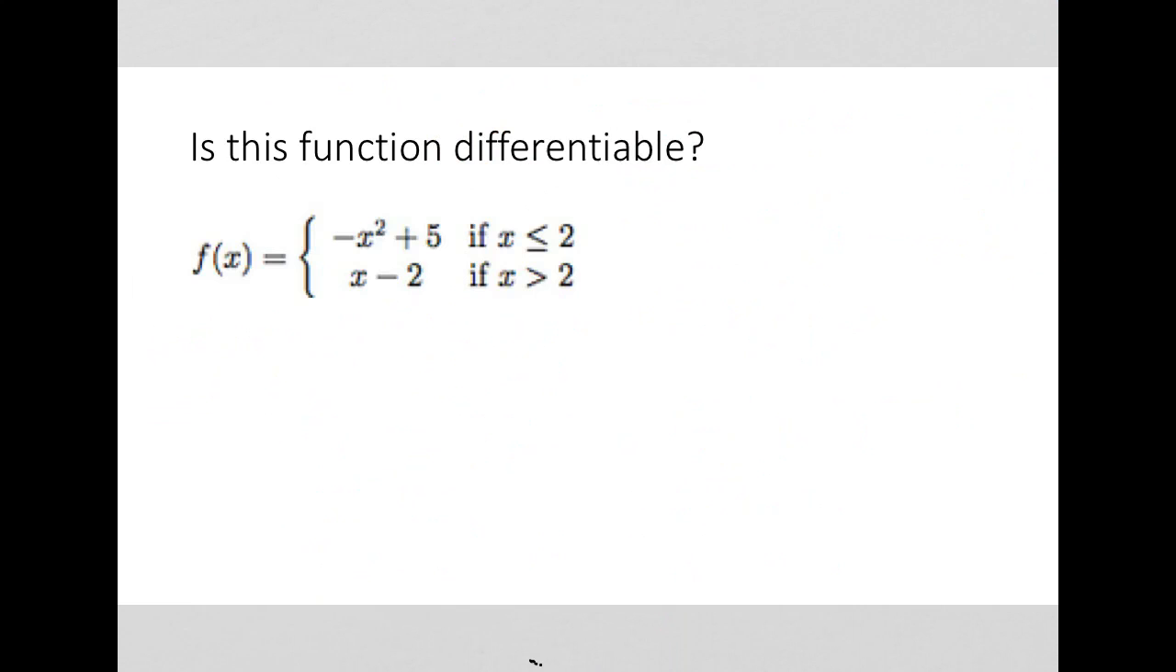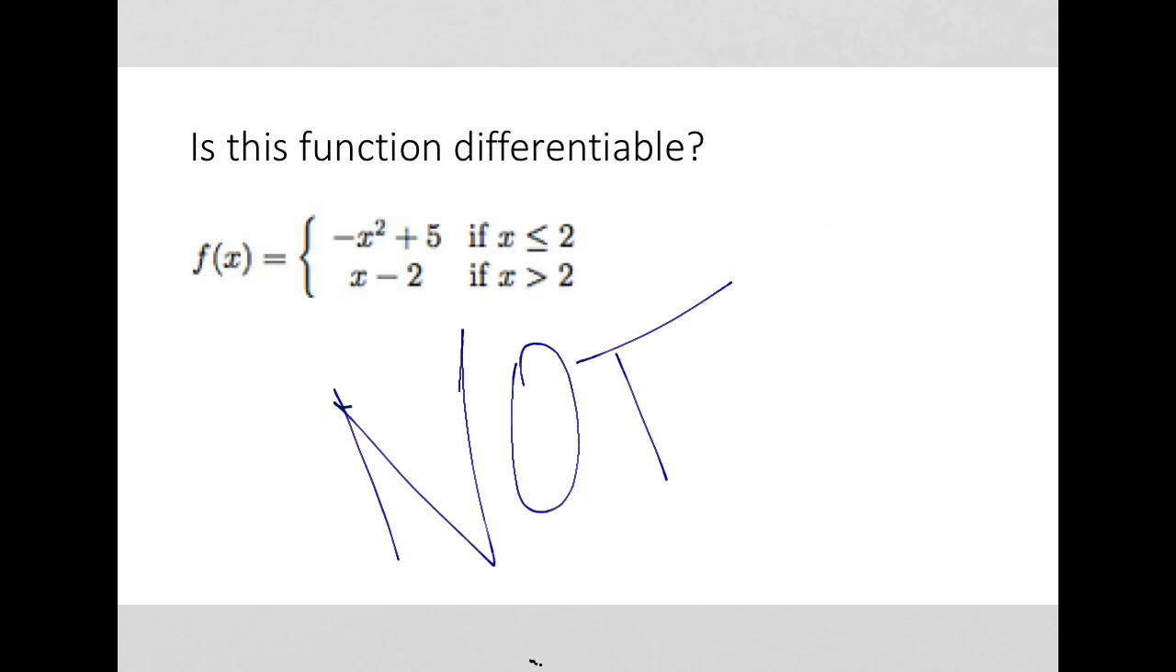differentiable. So let's see if this one is. Again, check and see if it is continuous. 2 squared is 4. Negative 4 plus 5 is 1. Plug in the other value. 2 minus 2 is 0. 1 is not equal to 0, so automatically this is not differentiable. So don't do a bunch of work if you don't have to. Just plug in your function. Plug in your value, make sure it is continuous.